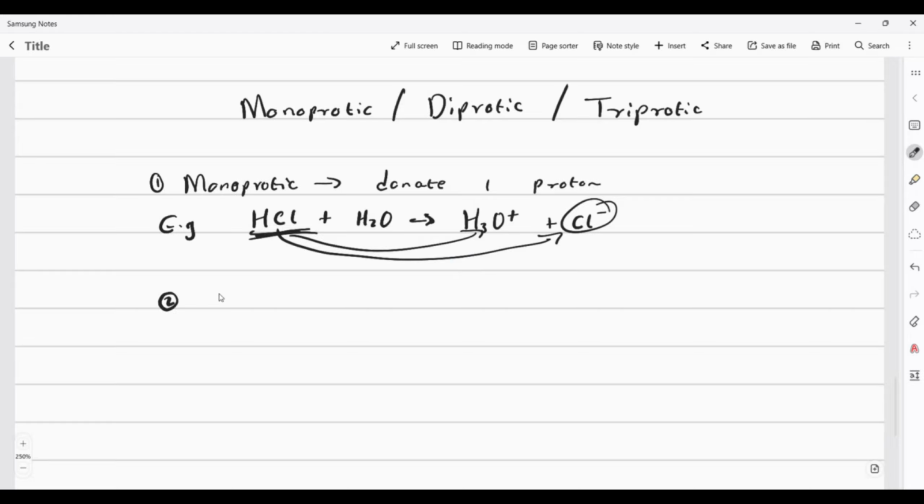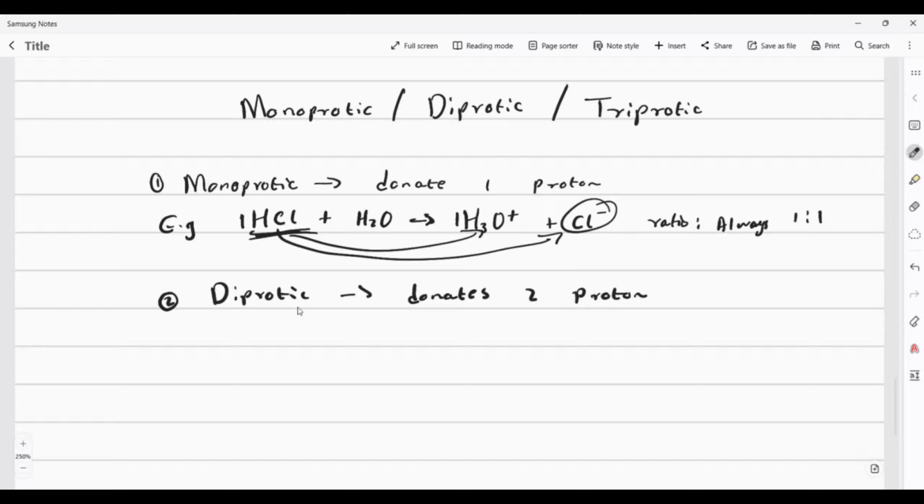So let's talk about the diprotic. The diprotic donates two protons. My good people, notice that for monoprotic, the ratio is always 1:1. The ratio of hydrochloric acid to hydronium ion is always 1:1. Please note that ratio. You will need this when you are doing pH. I'm just giving you this for reference. The ratio is always 1:1.